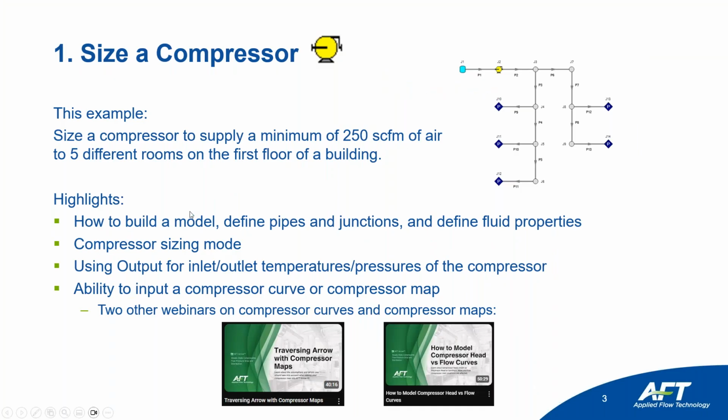So some of the highlights that I want to touch on before we move on: we just covered how to build a model in the most basic form, define your pipes and junctions, define those fluid properties. For this model, it was air. We showcased the compressor sizing mode, and then we showcased the output. And in that output, I'll get into it in just a second.